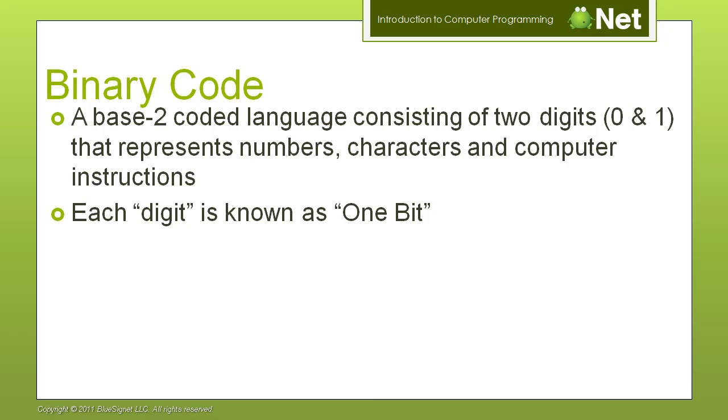Because binary is a very abstract thing that a lot of people don't know about, even when they work in computers. So what is binary code? Well, it's simply a base 2 coded language. It's not even really a language, it's a numbering system that's base 2, where we have 2 digits, 0 and 1, where 0 represents off and 1 represents on. And we can use binary to express anything: numbers, characters, instructions.